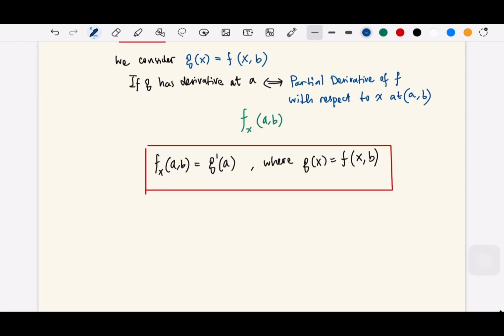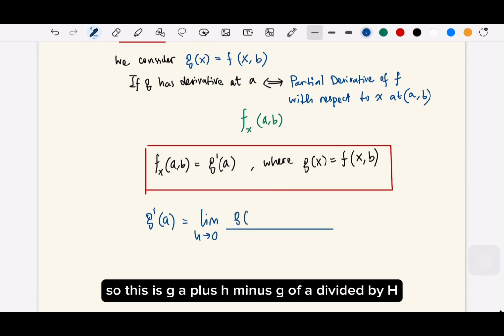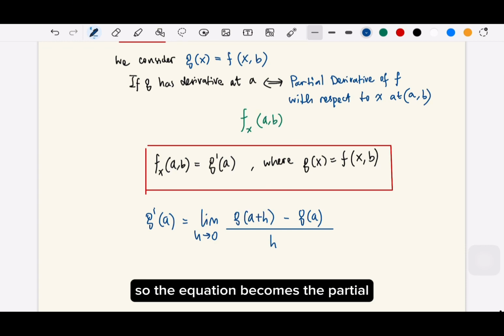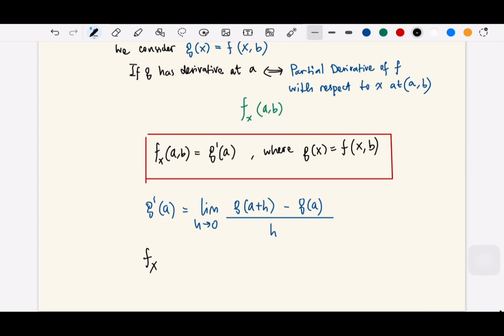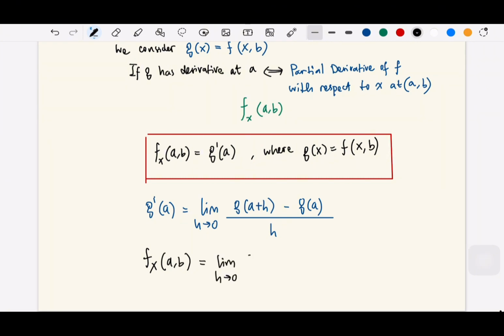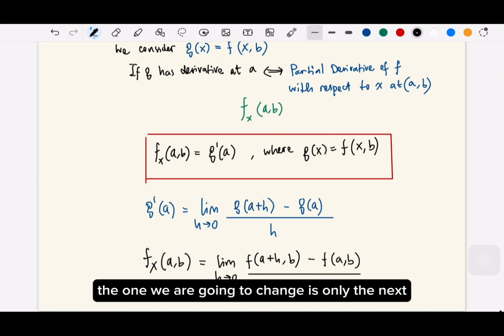And by definition, we can write this g prime in terms of a limit, if you remember: g(a plus h) minus g(a), divided by h. So the partial of f with respect to x at (a, b) becomes this limit. You will notice that the only one we are going to change is the x.